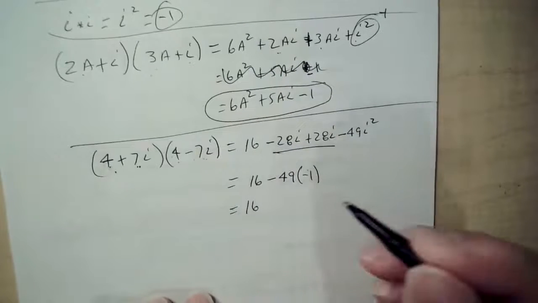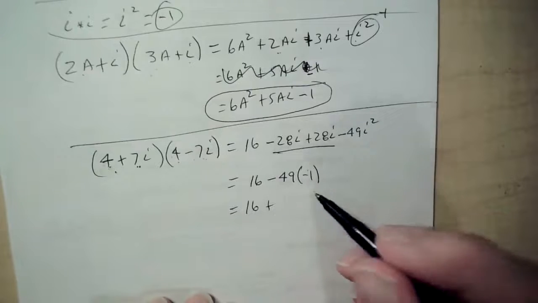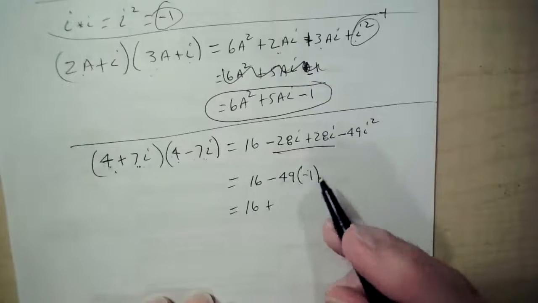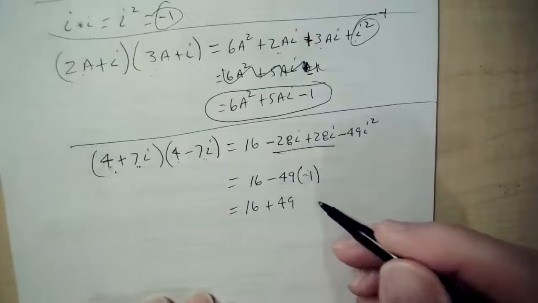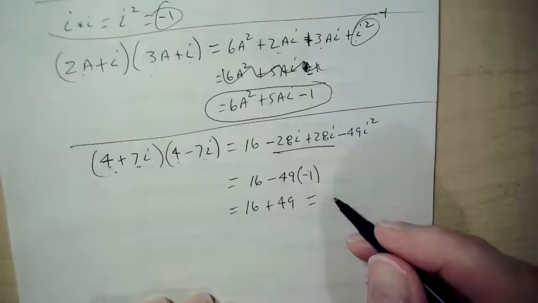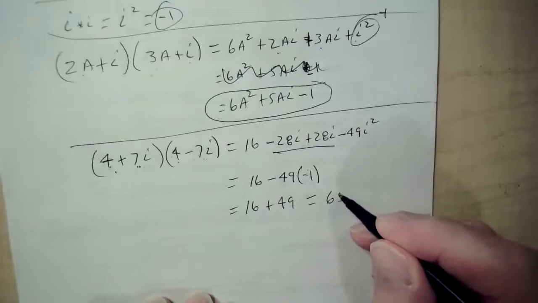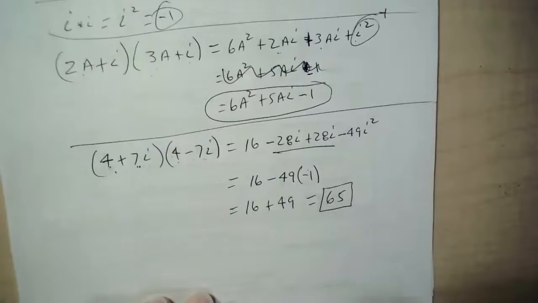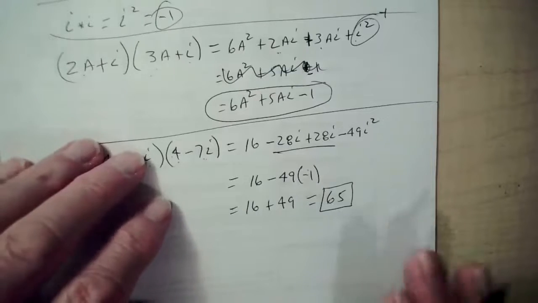Now i squared again is negative 1. So this is going to equal 16 plus, negative times a negative is a positive. So this is going to equal, what is it, 65? I think. Oh, I got it.